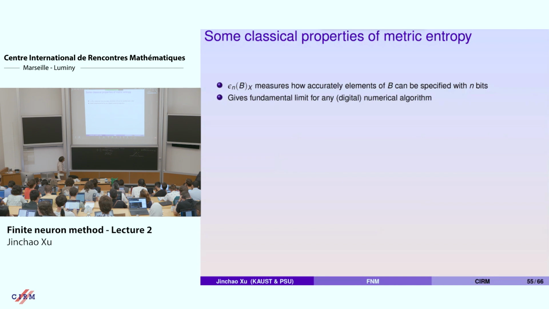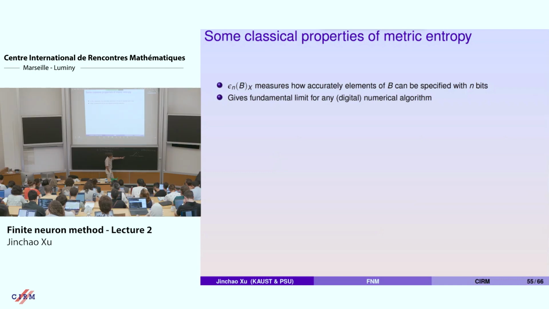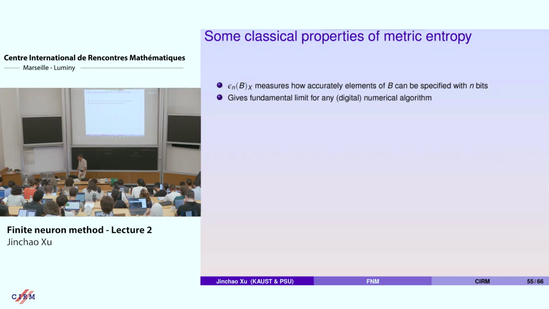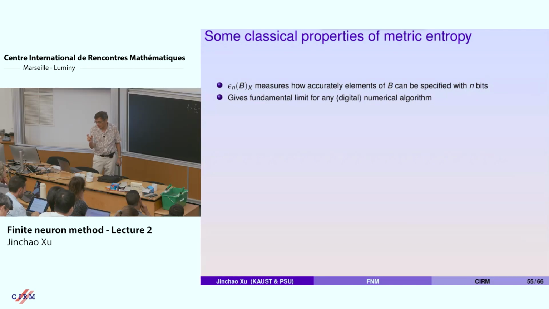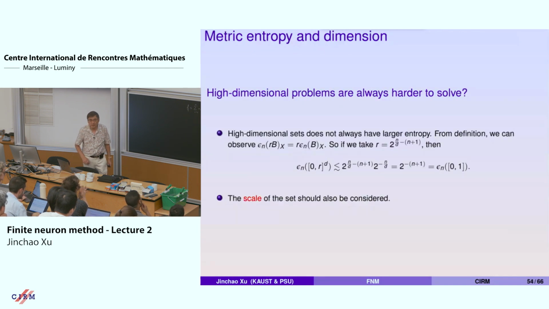This is what measures how accurately an element can be specified with n bits. If you have a long interval, you need many more points with epsilon size. In general, in a Banach space, you can measure by the unit ball, covering it with balls of radius epsilon. And we use 2 to the n because we have the binary system in our computers these days.